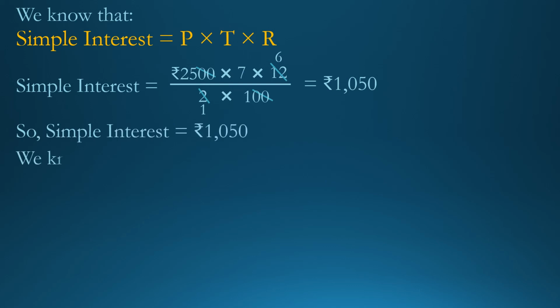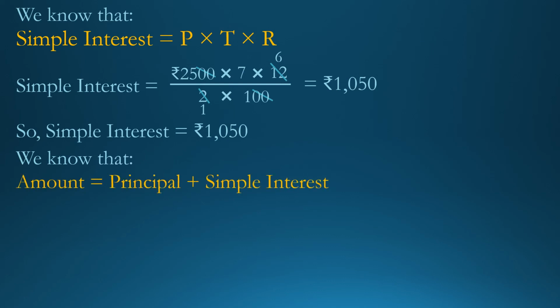Now we will find the amount. And we know that amount is equal to principal plus simple interest. Now put the value. Principal is equal to rupees 2500, so write down rupees 2500. Then write the plus symbol as it is. And simple interest is equal to rupees 1050, so write down rupees 1050. Now do the addition. We get rupees 3550. So amount is equal to rupees 3550.